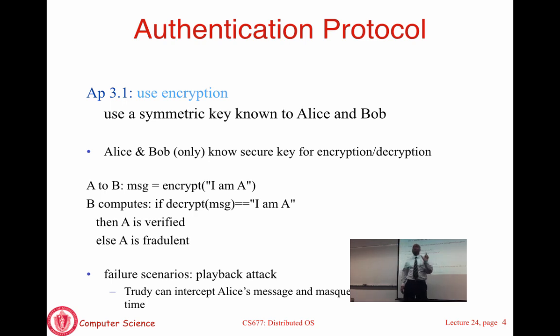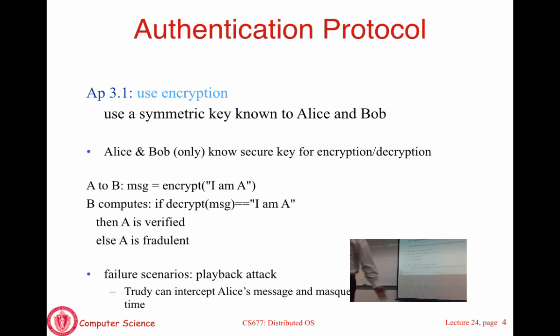Now, since this key is only known to Alice and Bob, Bob can assume that if he decrypts the message and gets a username saying Alice in there, only Alice would have sent that message, because the key is only known to the two of them. So this is one way you can authenticate yourself using encryption.